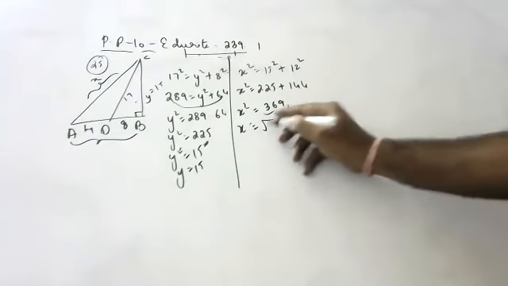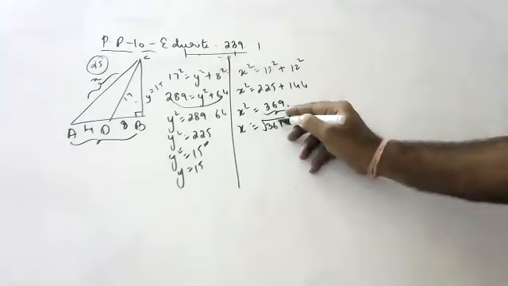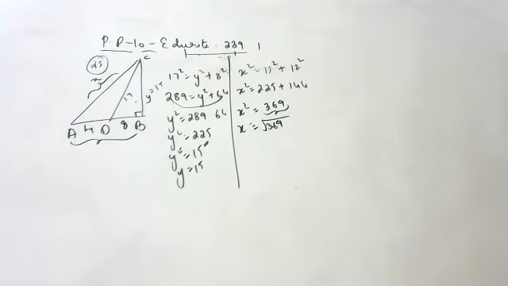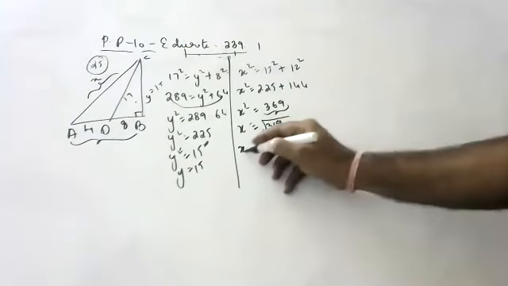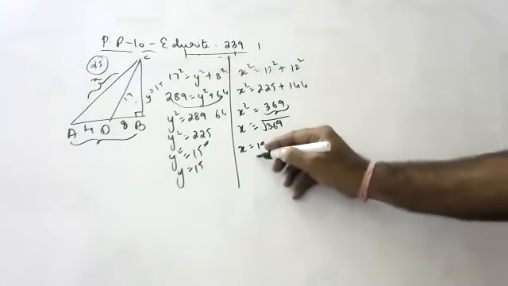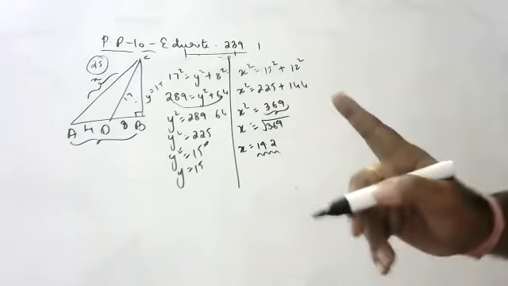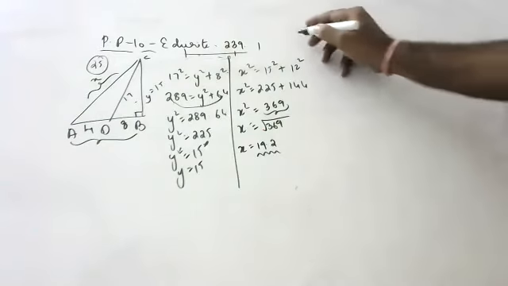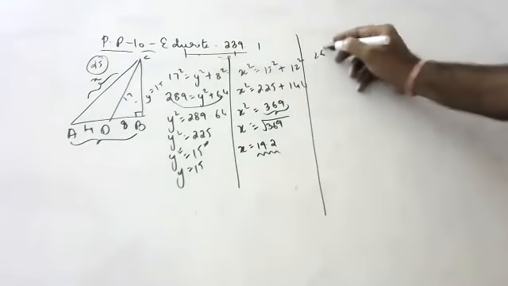Sir, they gave actually 4 centimeters, sir. All the values are in meters. No problem, that is a conversion mistake, that's all. Small mistakes. So children, 361 means we know 19 square. So give it as approximately 19.2, because root 361 is 19.